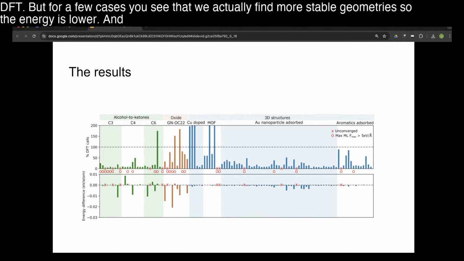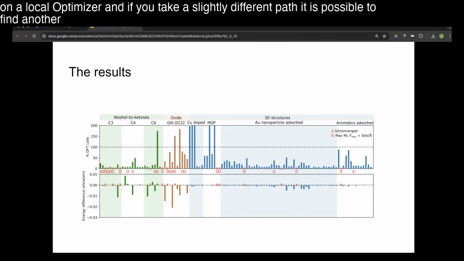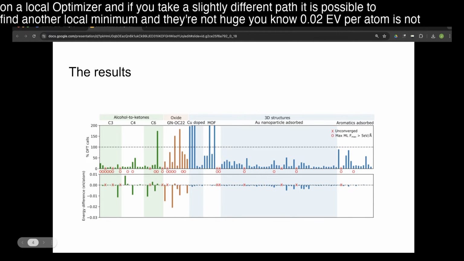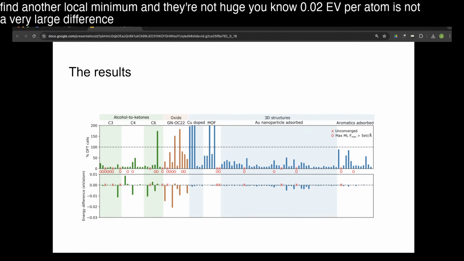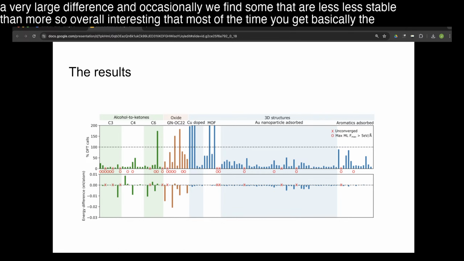And that's not a super big surprise. The geometry optimization relies on a local optimizer, and if you take a slightly different path, it is possible to find another local minimum. And they're not huge, 0.02 eV per atom is not a very large difference, and occasionally we find some that are less stable than before. So overall, interesting that most of the time you get basically the same result, but you get it faster.